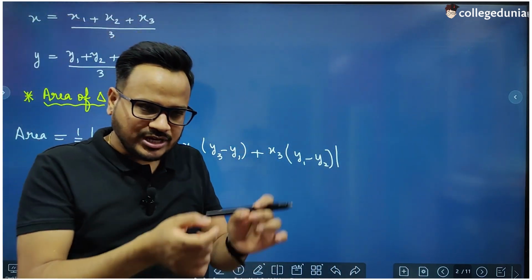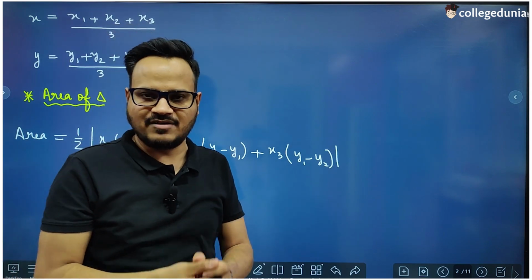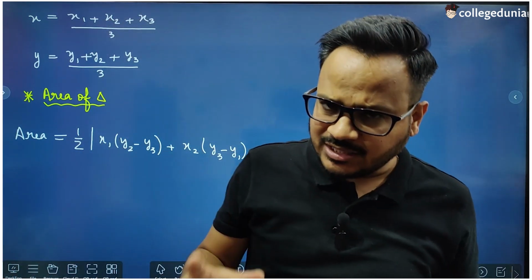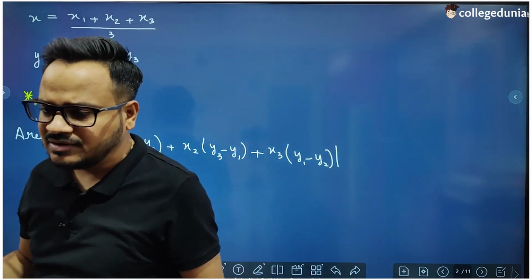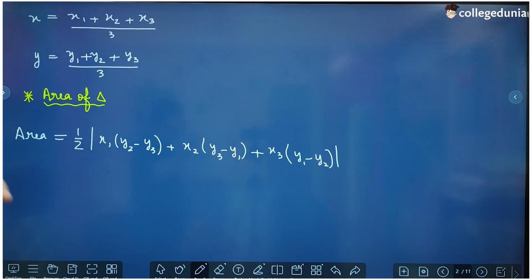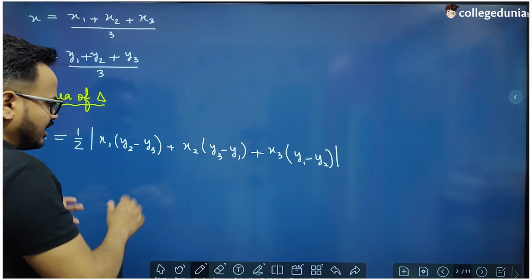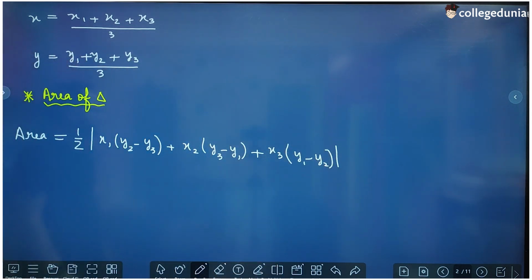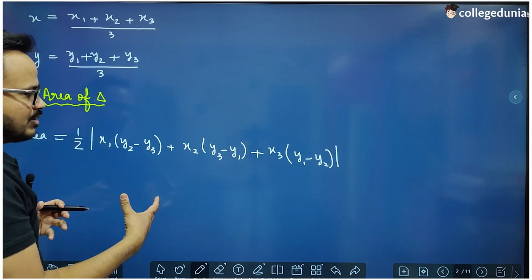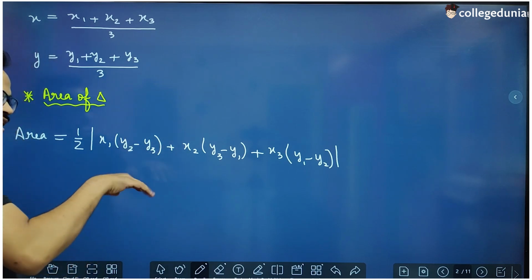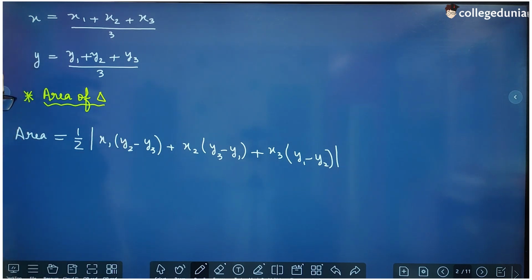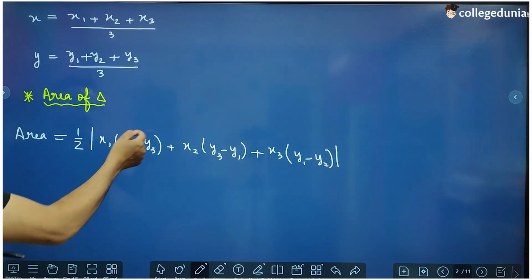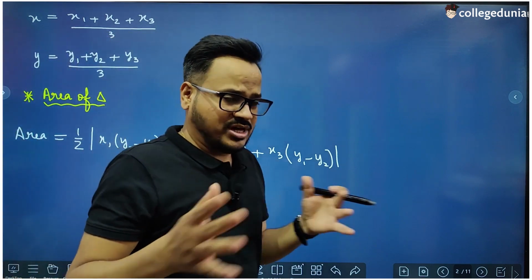it is not mentioned that you have to take this pair as x1 y1 or this pair as x2 y2. So when the three coordinates are given, take any one as x1 y1, take any one as x2 y2, take any one as x3 y3, and put the values in this formula, and you will get the area of the triangle. This mod says that if this value is negative, even then you have to take the positive value. Suppose if this is minus 10, then you take it as plus 10, and plus 10 divided by 2 is 5, because area cannot be negative.